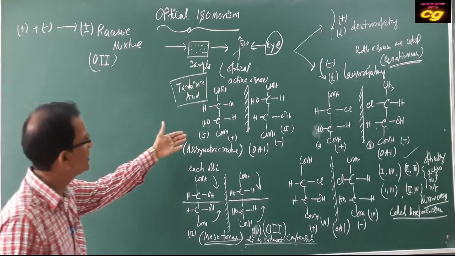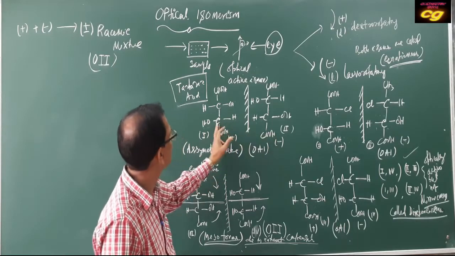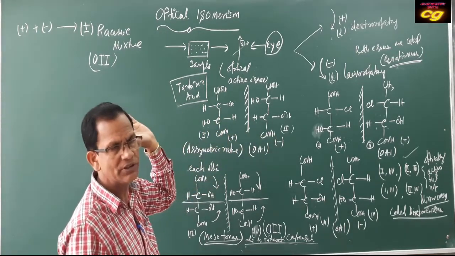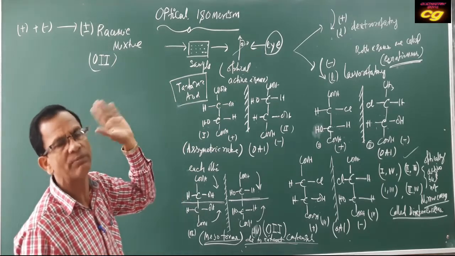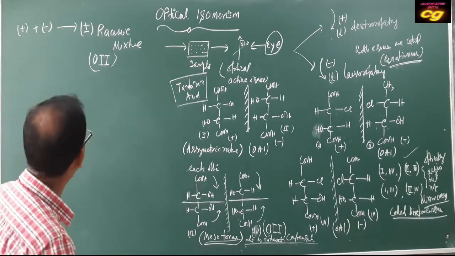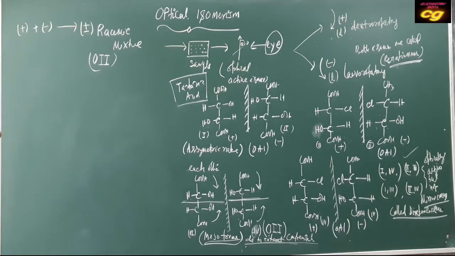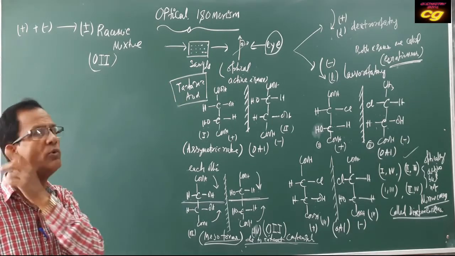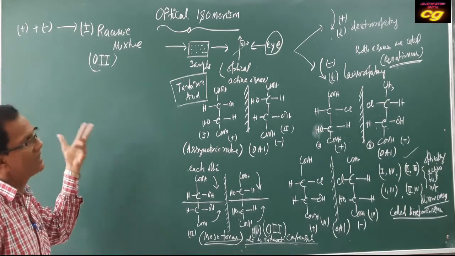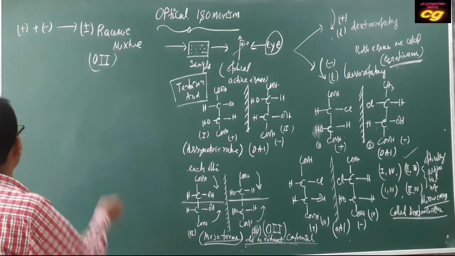If you mix the plus and minus isomers of tartaric acid, as already discussed, the plus and minus isomers of tartaric acid, it will give a racemic mixture, optically inactive. And these enantiomers have the same physical property, same chemical property.